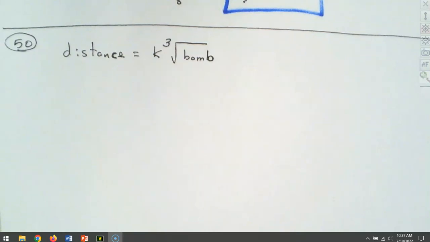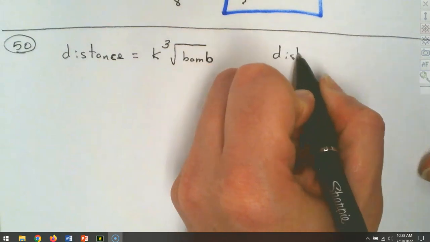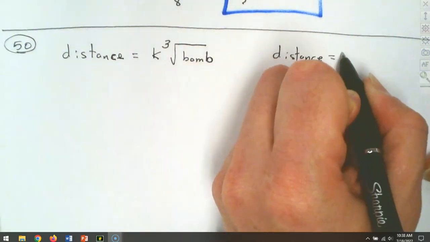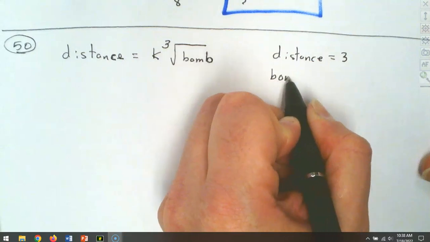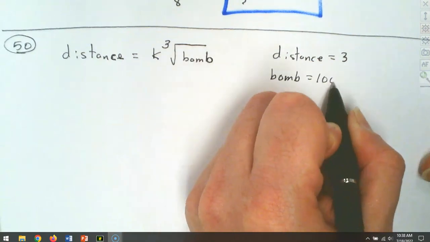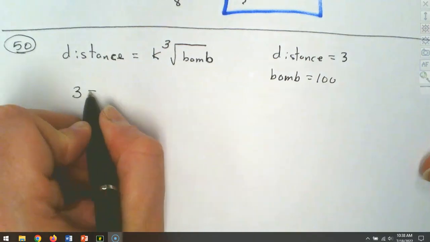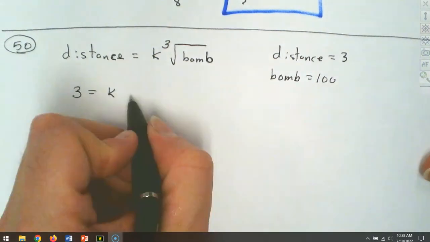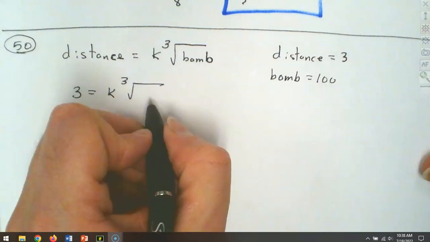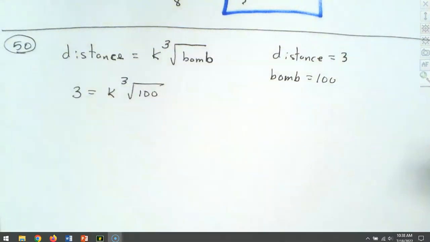We've got the bomb that's 100 kilotons, and it gives us a radius of 3. So our distance that we can feel it is 3, and the bomb is going to be 100. So the distance is 3, and that's K, and we want the cube root of that 100. Now, 100 is not a perfect cube, I don't believe. Right? So 100 is not a perfect cube, so we're just going to use our calculator.